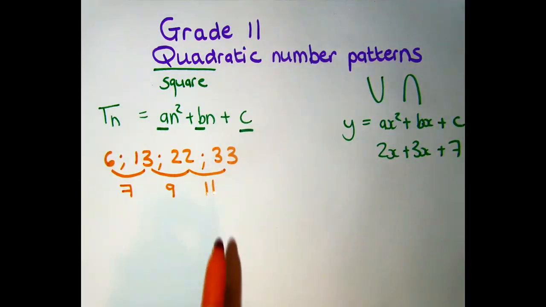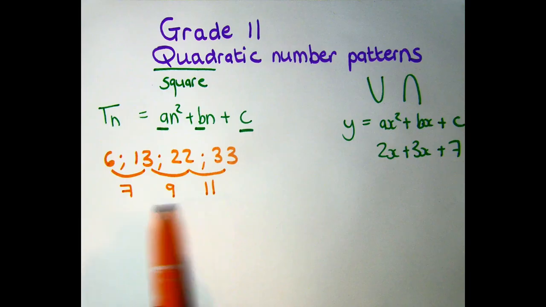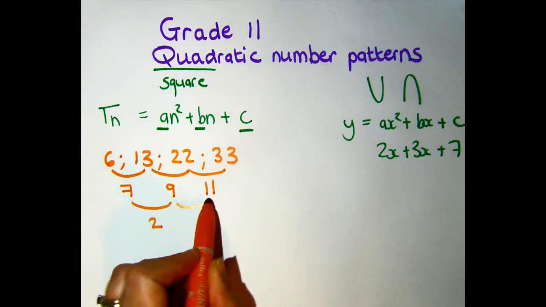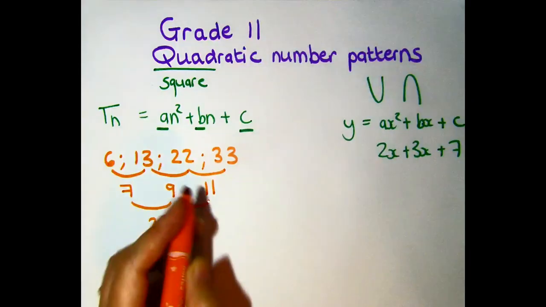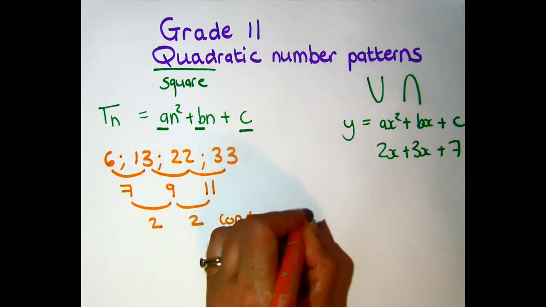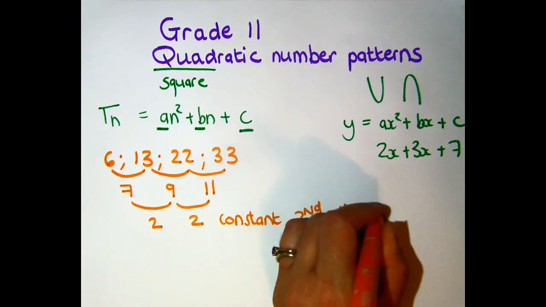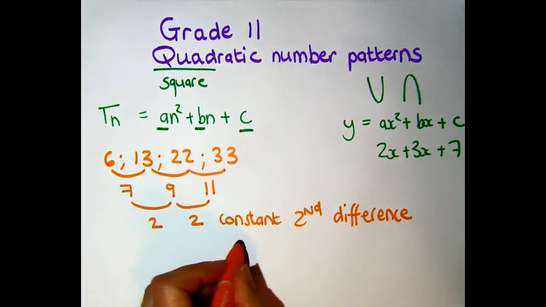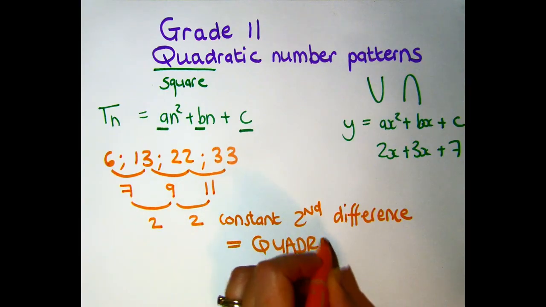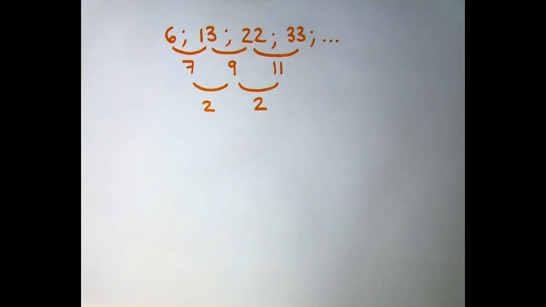What you'll notice with these is that your line of first differences looks like a linear number pattern, because here we now have a difference of 2 and a difference of 2. So here we have a constant second difference. And that's how you know that it's a quadratic pattern. So you do need to test for that if you aren't told that it's quadratic.